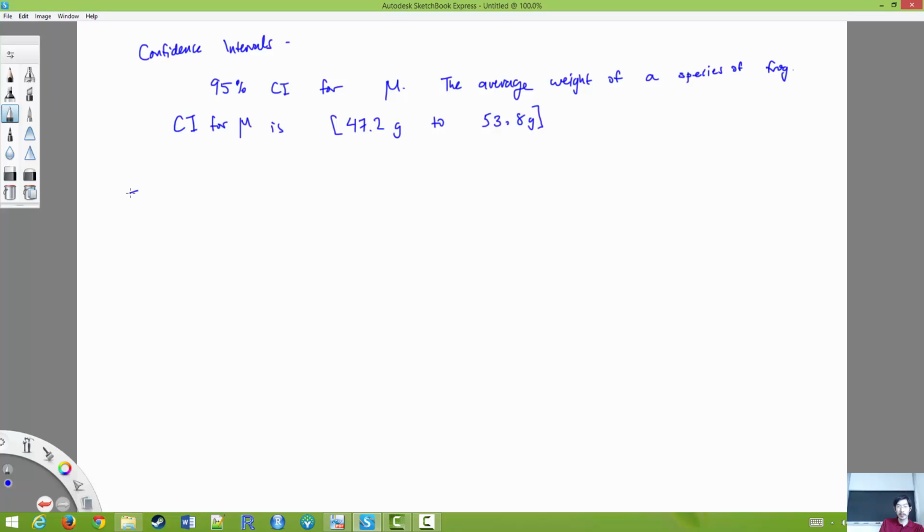Okay, what would be an appropriate interpretation for this confidence interval? I'm going to list off some possible choices here, and you pick out the one that is correct. Okay, so: we are 95% confident that the average weight of our sample is between 47.2 and 53.8.